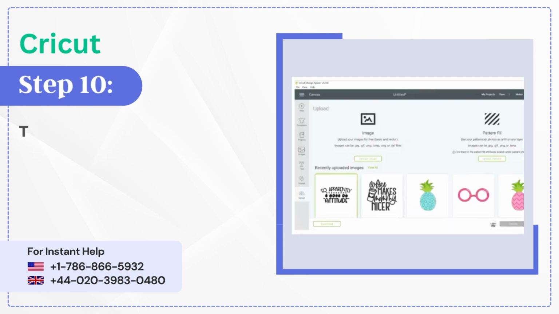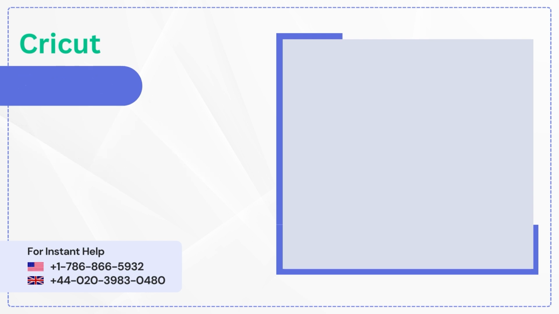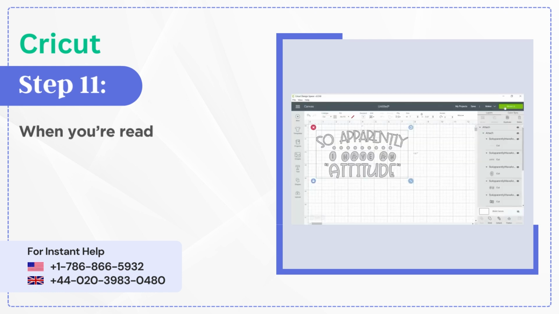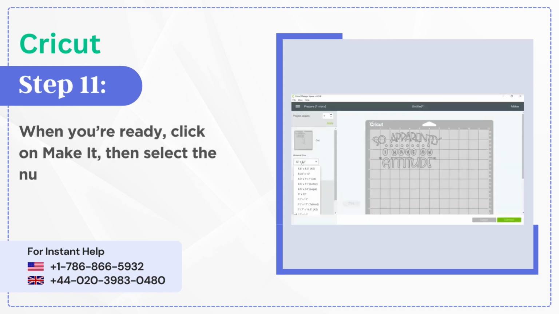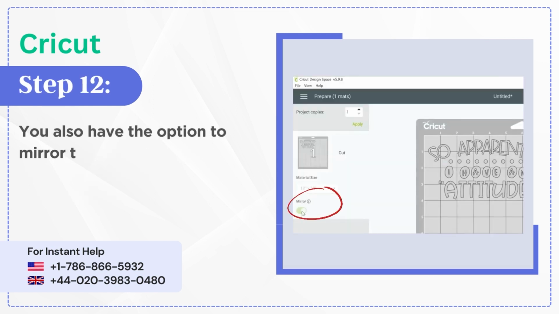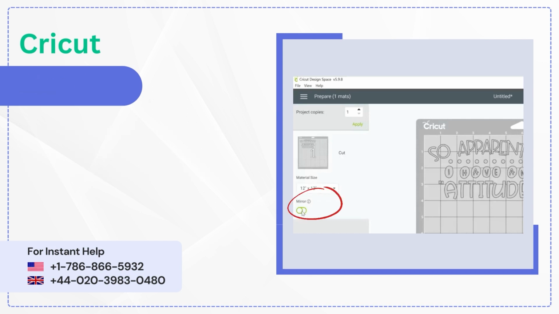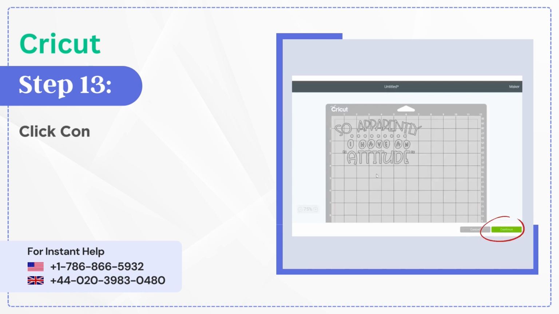Step 10. To cut, select the image you uploaded and make the required changes from the top panel. Step 11. When you're ready, click on Make It, then select the number of copies and material size. Step 12. You also have the option to mirror the design if you're cutting heat transfer vinyl. Step 13. Click Continue when you're ready to print.